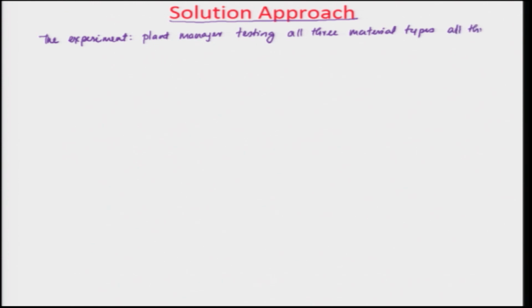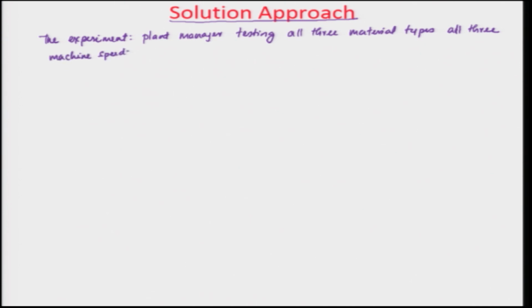How do we approach solving this problem? The solution approach is important because it influences your analysis and the result. So, what is the experiment here? The experiment consists of the plant manager testing all 3 material types against all 3 machine speeds.